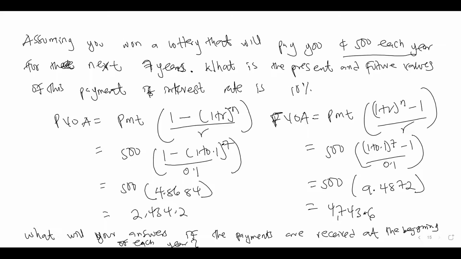So I'm saying that whenever a question is silent, we assume what? Ordinary annuity. If the question wants you to do annuity due, the question will say something like this: when the payments are received at the beginning of a period, it makes it due. But if the question is simply silent, even if it doesn't say at the end of the period, we assume ordinary annuity.